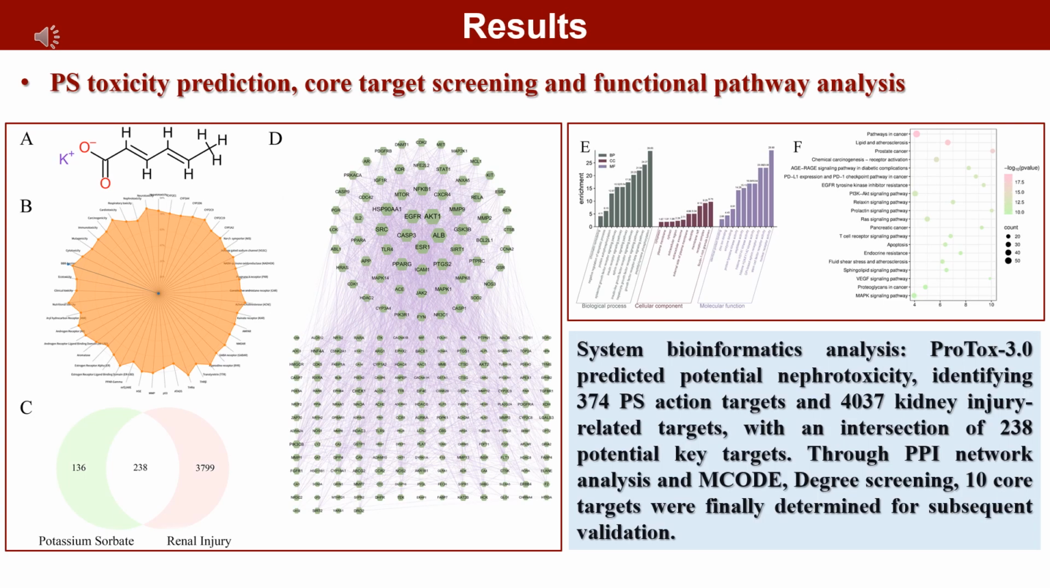System bioinformatics analysis. ProTox 3.0 predicted nephrotoxicity, with 374 PS targets, 4,037 kidney injury-related targets, and 238 overlapping potential key targets. PPI network analysis, ENCODE, and degree screening identified 10 core targets for subsequent validation.